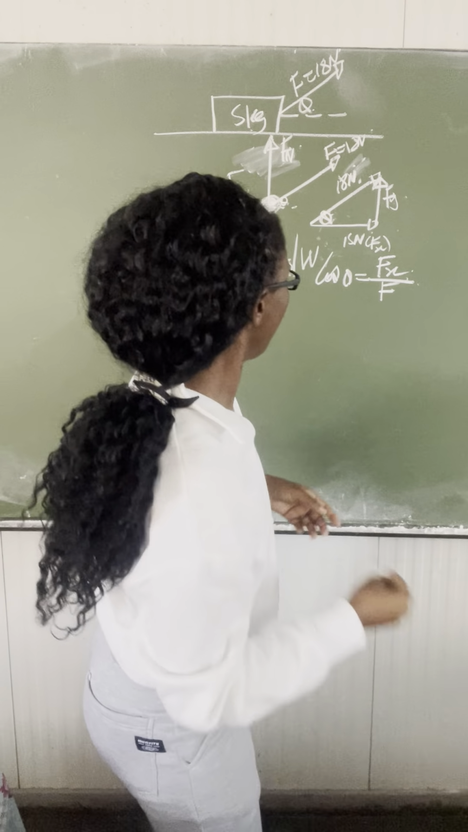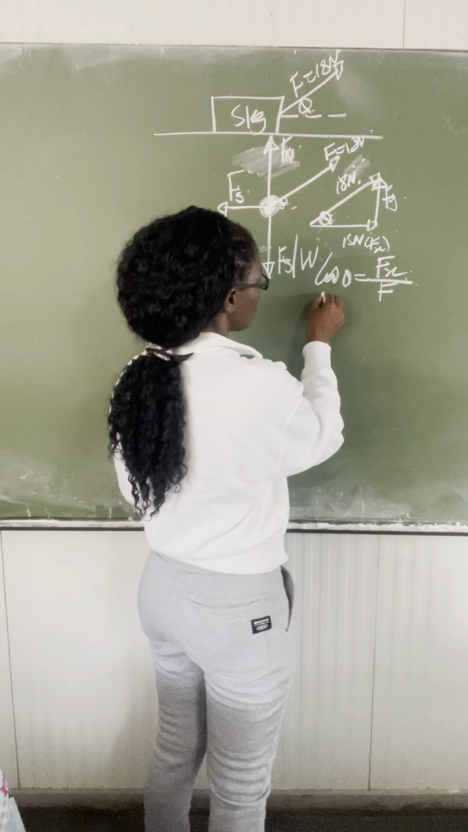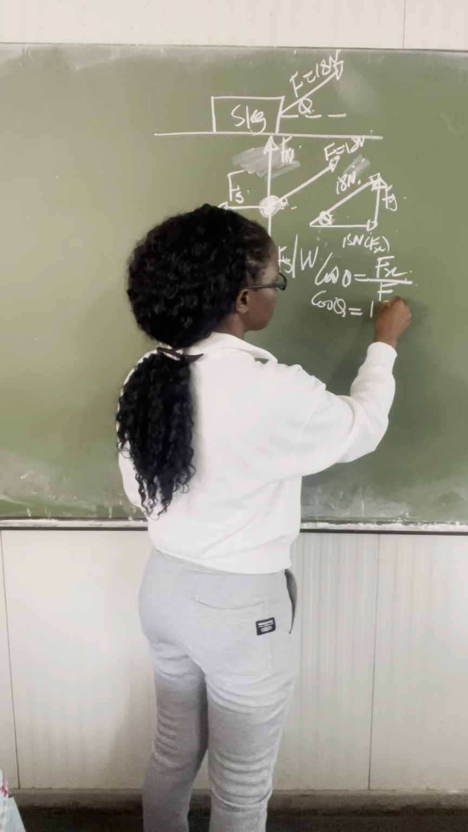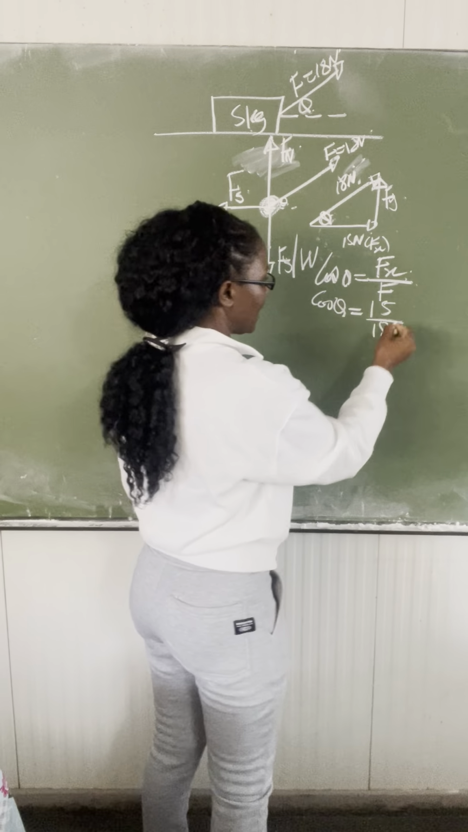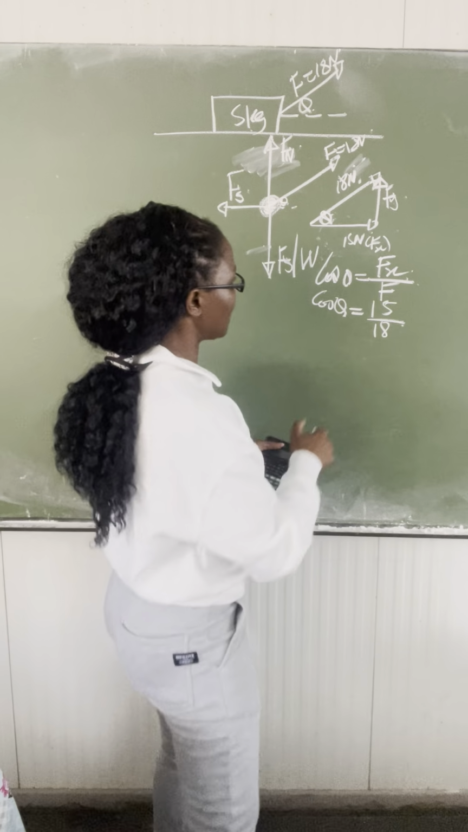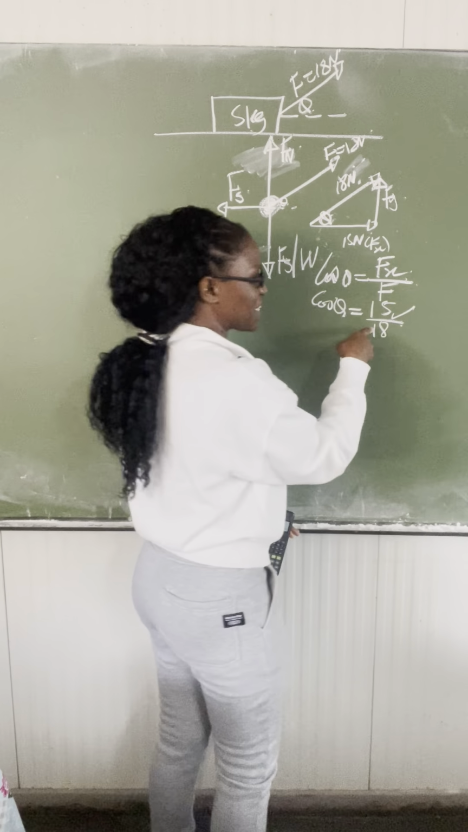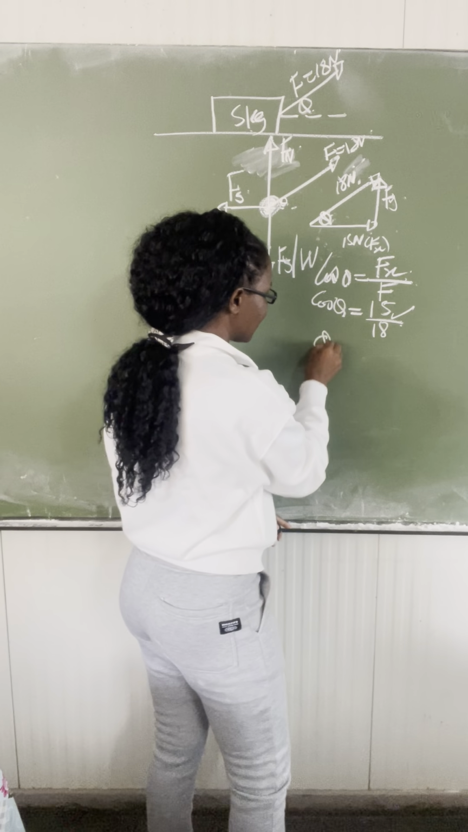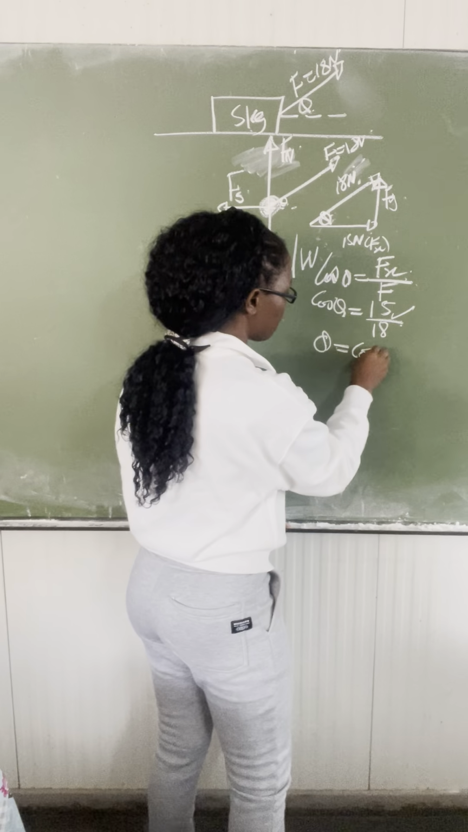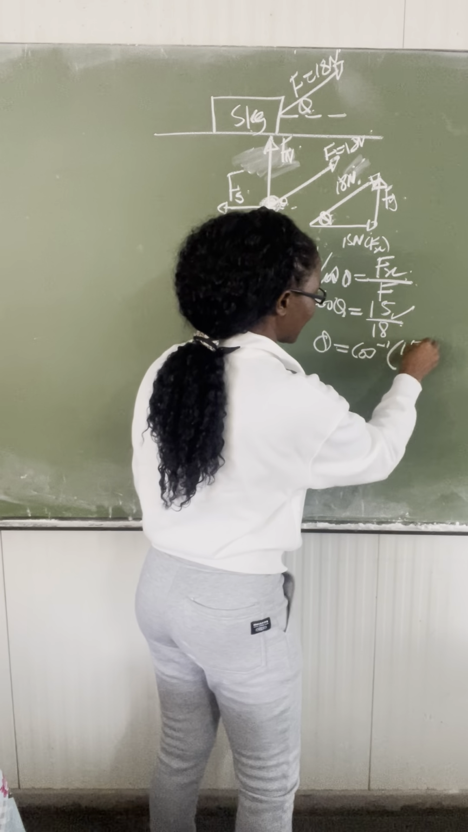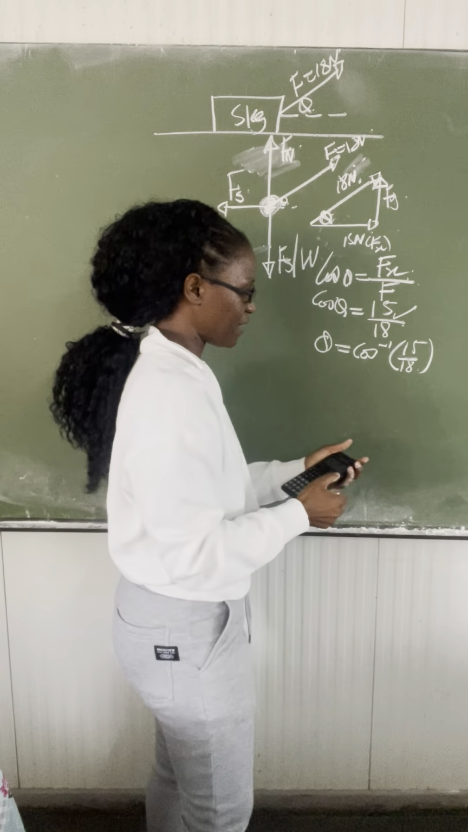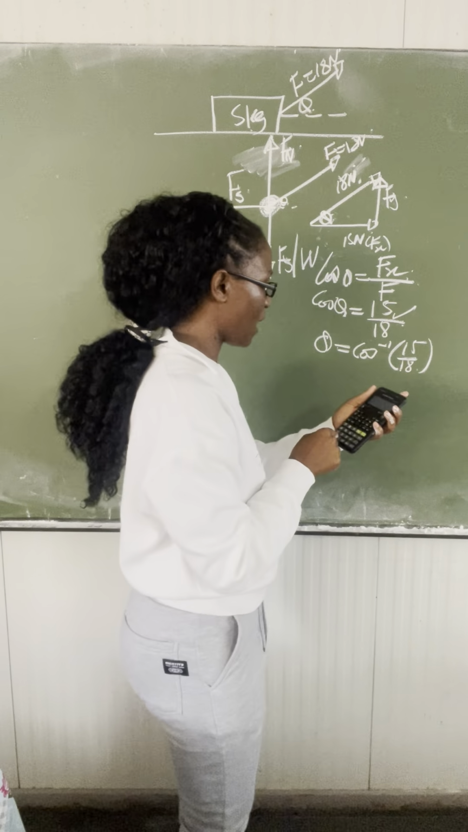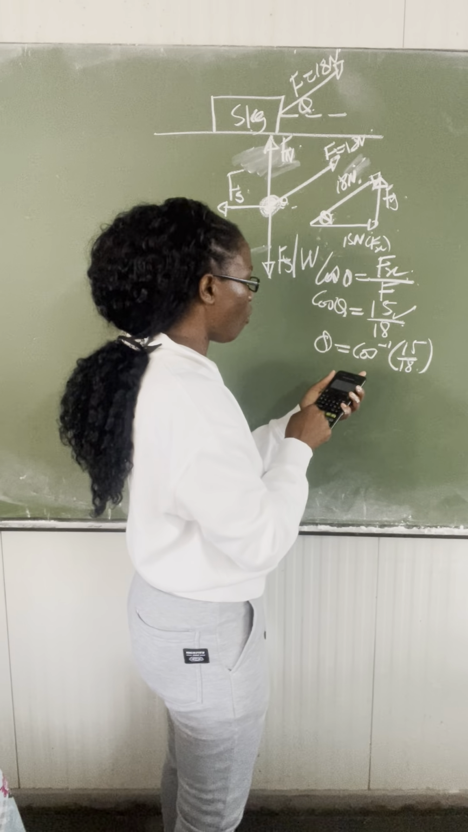And then from there we substitute everything. So we are looking for the angle theta, and our Fx here is 15, and our F is 18. So each and every candidate must be given 1 mark for doing this. And then from here, as we make theta the subject of the formula, shift cos will take us to this function on your calculator so that we can find the angle. So we are saying shift cos of 15 over 18.